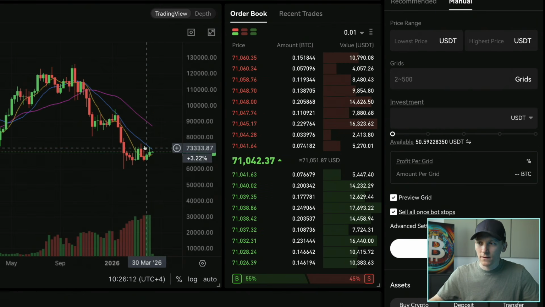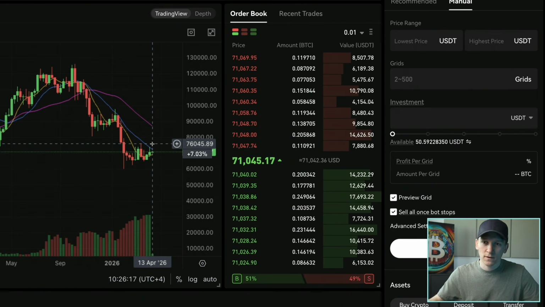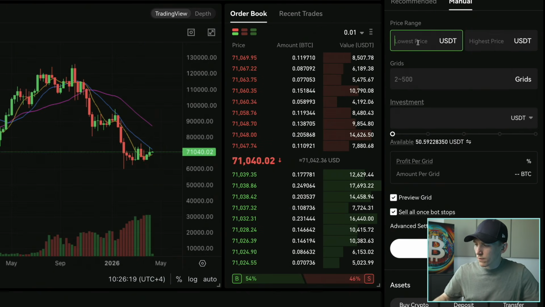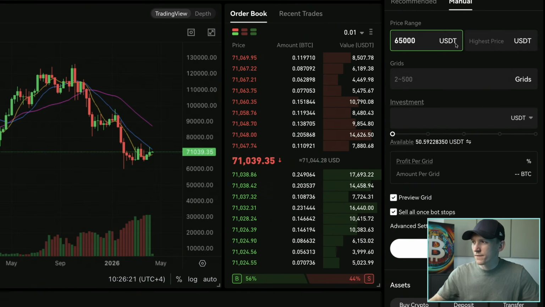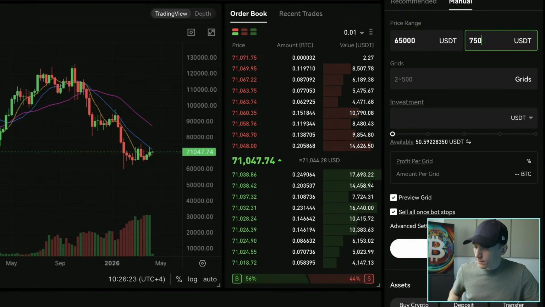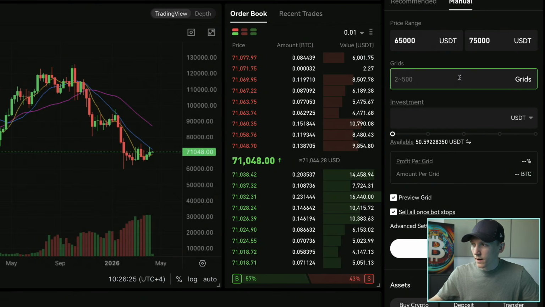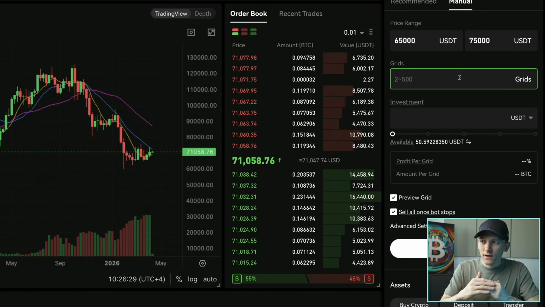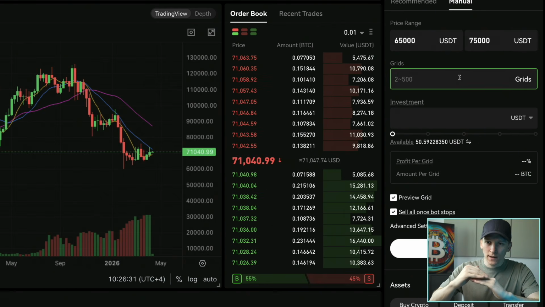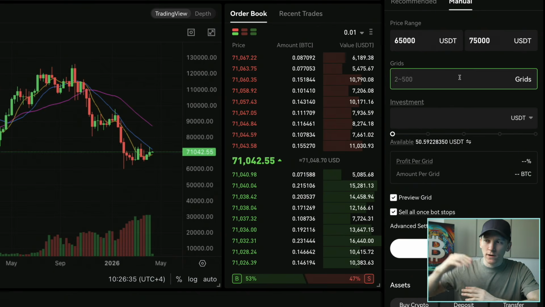So let's say that this is Bitcoin here. Let's say that I think we're going to trade between 65 and 75. And so I can say the lowest price of the bot, 65,000, the highest price of the bot, 75,000. And I want an amount of grids in here. Now, the more grids that you have, the less per grid that you make. The fewer grids that you have, you make more money per grid.